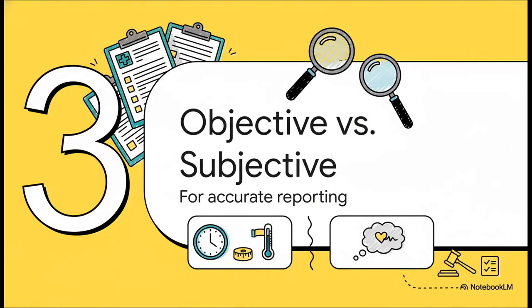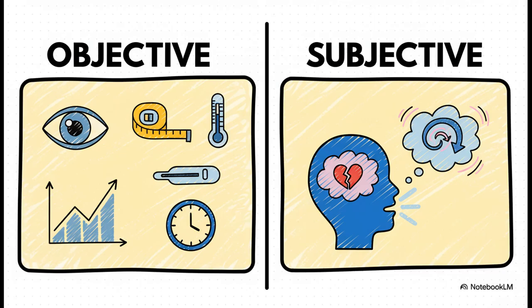So you're observing and you're reporting. But what kind of information are you reporting? This is where we get into the difference between objective and subjective data. This is a classic exam question, so let's make sure you've got this down cold. This slide just lays it out perfectly. Objective data is what you can see, hear, or measure. It's the facts. Subjective data is what the client tells you. It's their personal feelings and experiences. So think of it like this. Objective is what you know, and subjective is what they feel.